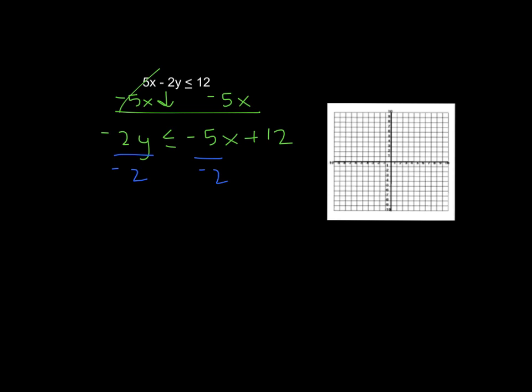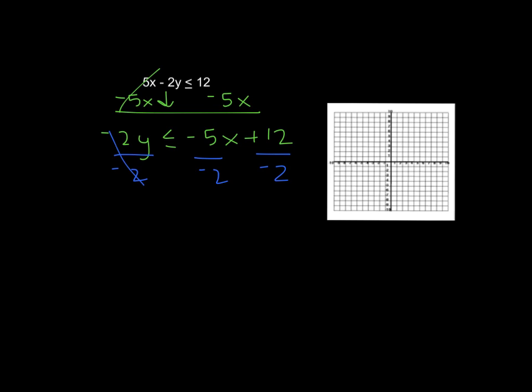So let's look at one that is not written in slope-intercept form. So the first thing I'm going to do is go ahead and put this in slope-intercept form by subtracting 5x from both sides. Once I do that, I'm going to bring down my negative 2y is less than or equal to negative 5x plus 12. The next step is to divide everything by negative 2.